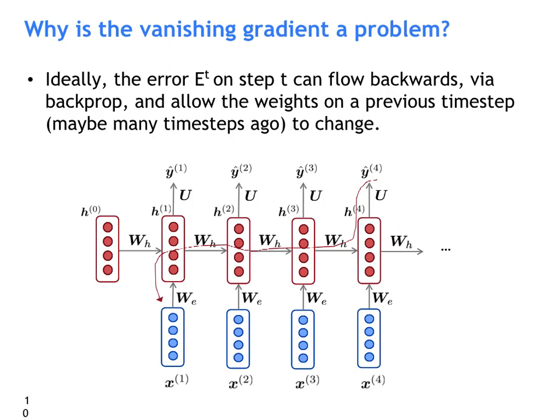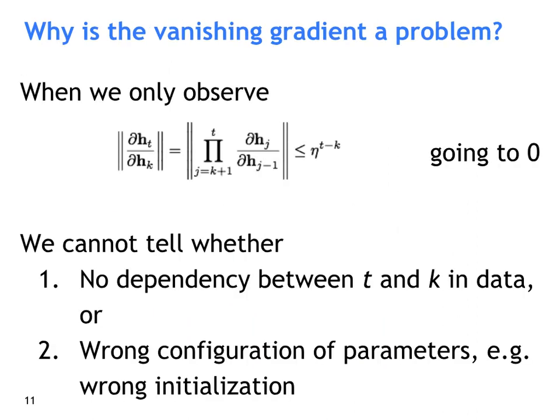Okay, so I'll be talking more on why vanishing gradient is a problem, and then I'll move on to the solution. Just to reiterate, vanishing gradient means the gradient is too small over too many steps backwards, so we cannot propagate the information from many steps backwards to the current time step. Here is a formula. When dh_t over dh_k goes to zero, we cannot tell if there's no dependency between t and k in the time steps, or we have wrong initialization or wrong configuration of our parameters.